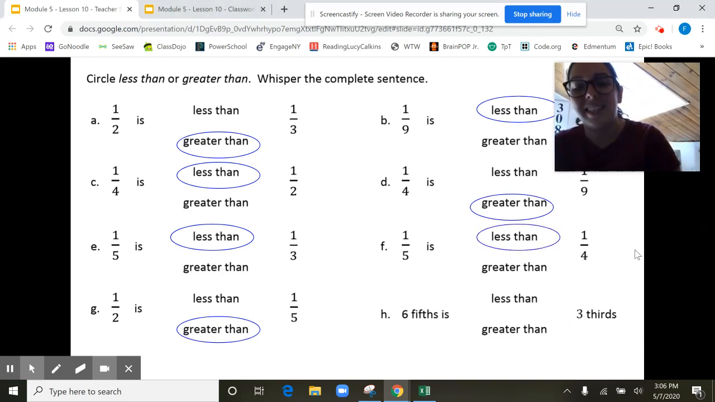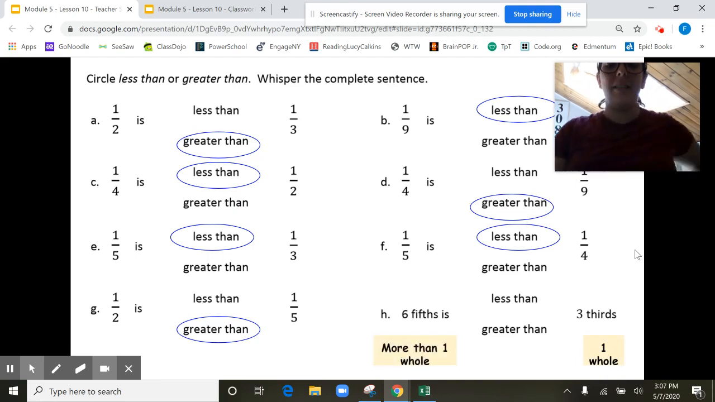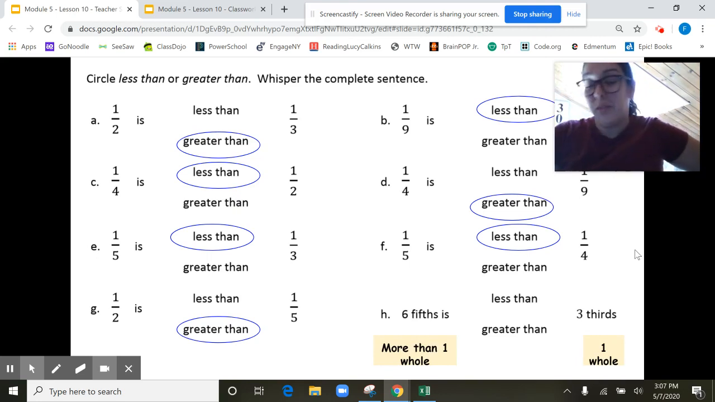And here's a tricky one. We have 6/5 is greater than or less than 3/3. I want you to take a moment and think about this. You know that 3/3 is 1 whole, and 6/5 is more than 1 whole. So therefore, 6/5 is greater than 3/3.